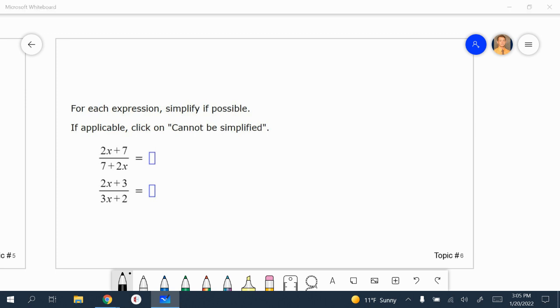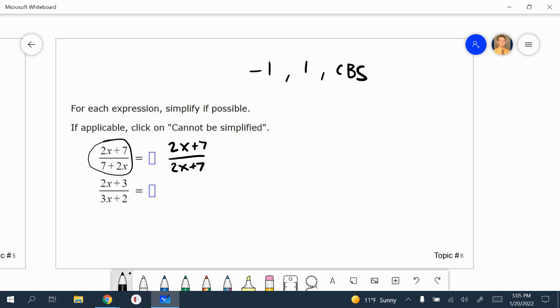Number 6. Okay, so number 6, there's really 3 possible answers for this one. You can either get a -1 as your answer, you can get a 1, or you could get cannot be simplified, and I'll abbreviate that for this purpose. So let's kind of go through this here and see if we can simplify these things. I noticed right off the bat with this problem, I could rewrite that. Since it's an addition sign on the bottom, I could rewrite that as 2x plus 7 over 2x plus 7.